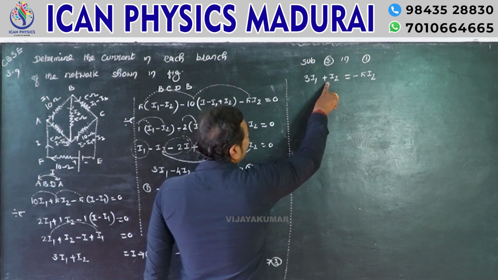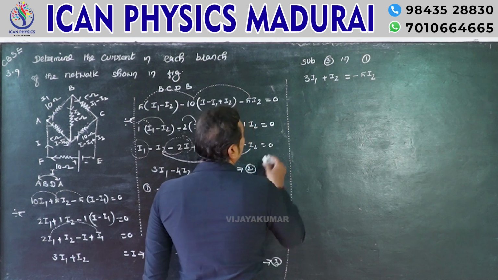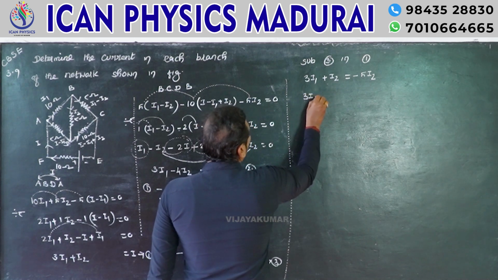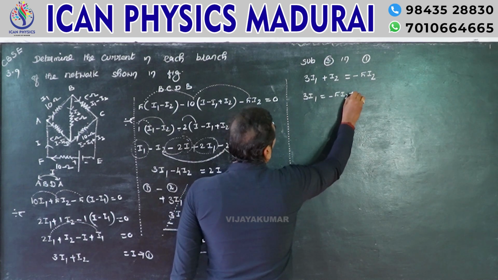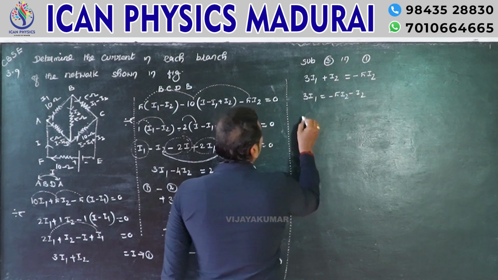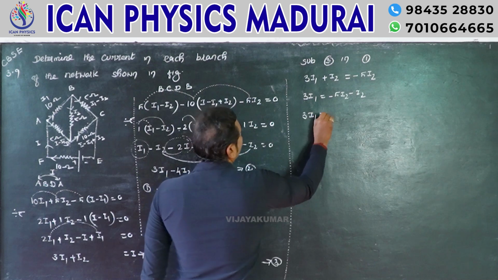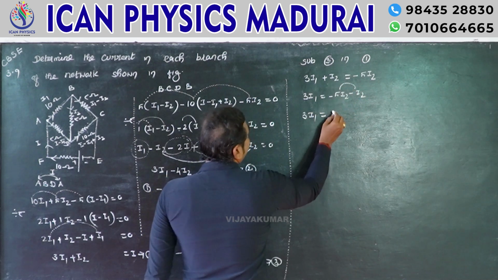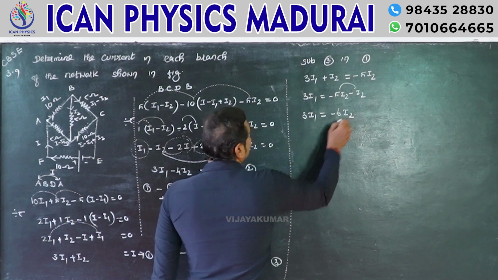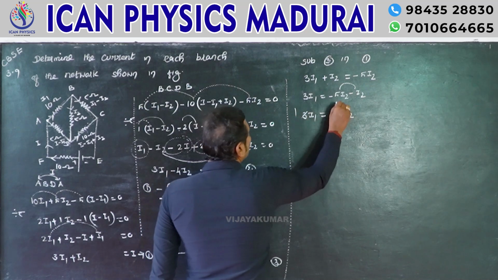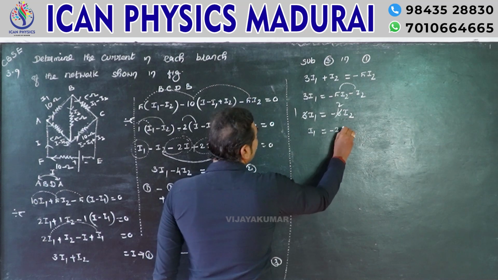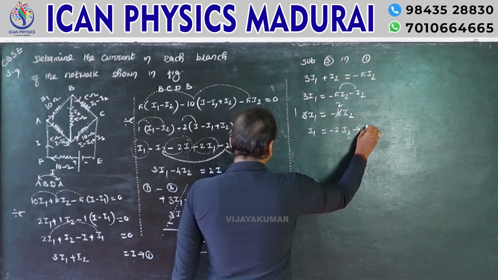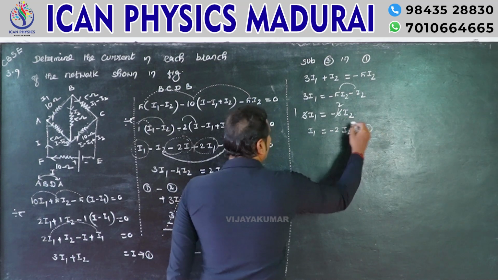So the plus I2 goes to the right side as minus. So 3I1 equal to minus 5I2 minus I2. So 3I1 equal to minus 6I2. So 1 3 is 3, 2 3s are 6. So I1 equal to minus 2I2. Now it's taken as equation number 4.